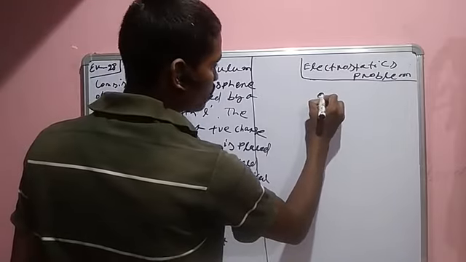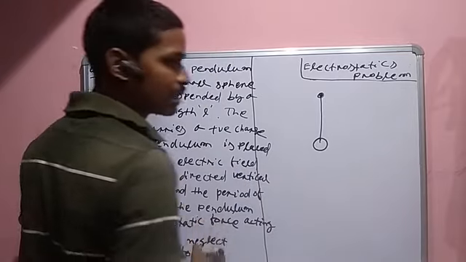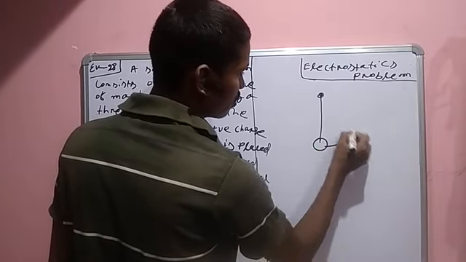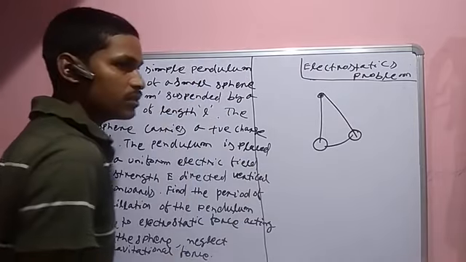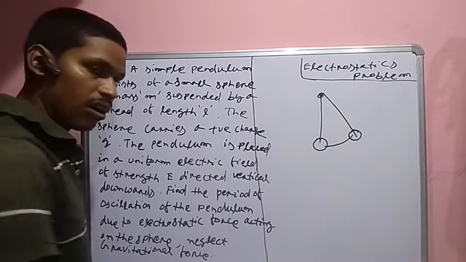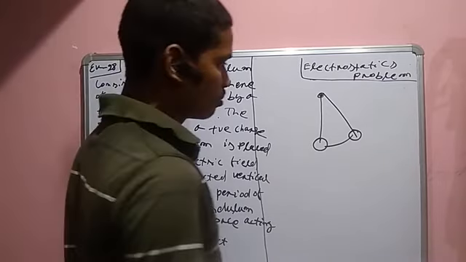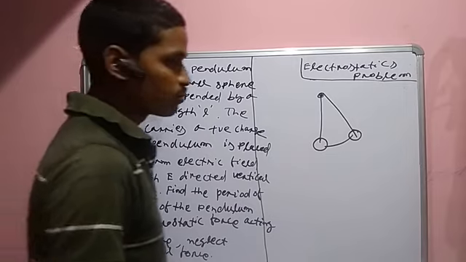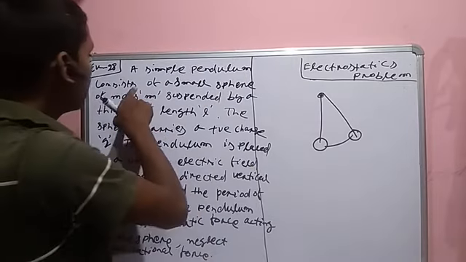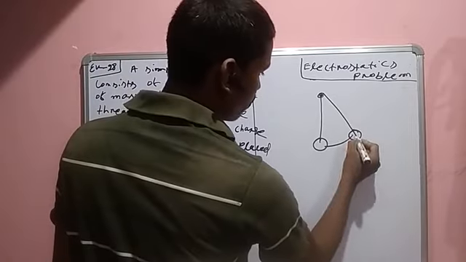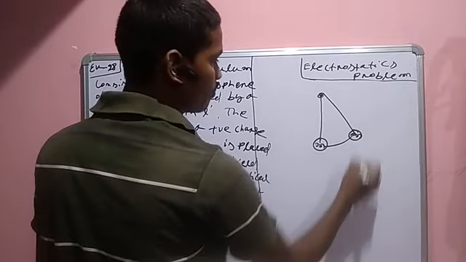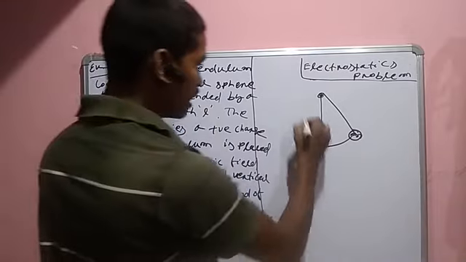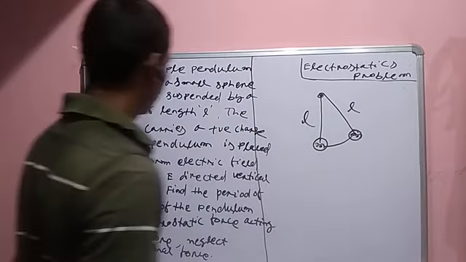That means one fixed point is here. This is the charged body. Suppose this body is moved in this direction. The weight is not available because the gravitational force is not there. So g is 0, that means weight is 0, because we neglect the gravitational force. The mass is m, this is also mass m, and the thread has length L, this is also L. Yes or no?